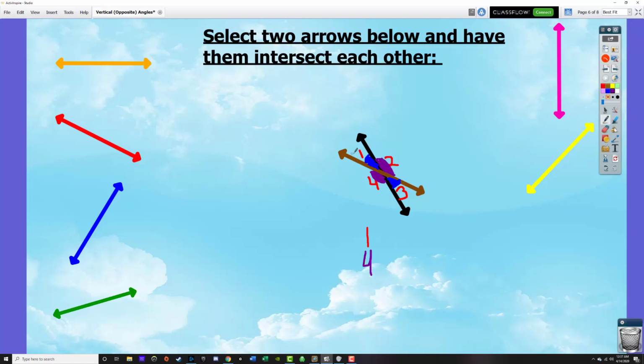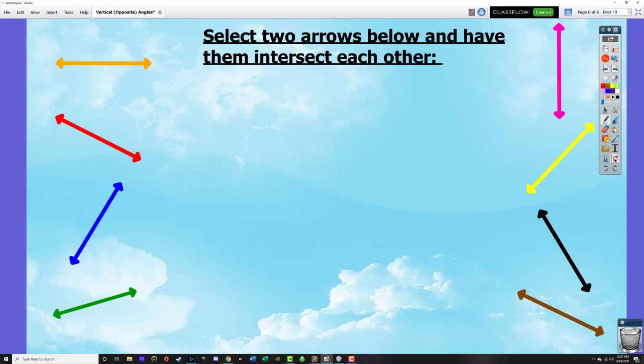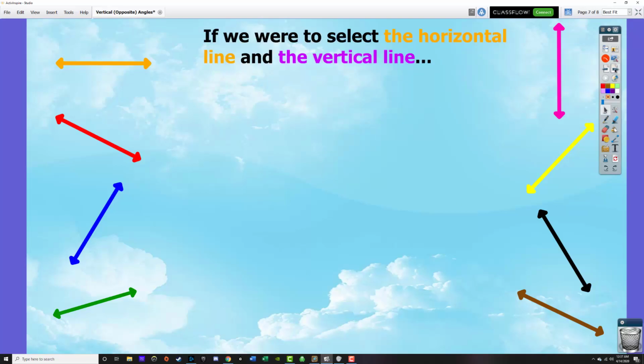Okay, these two are congruent and these two are congruent, and we know that because vertical or opposite angles are always congruent. So again, if you imagine, we could pick any 2 of these 8 and it'll work. But what would happen if we selected the horizontal line, which is this orange one right here, and the vertical line, which is this pink line right here?